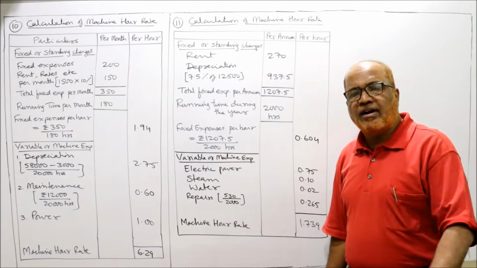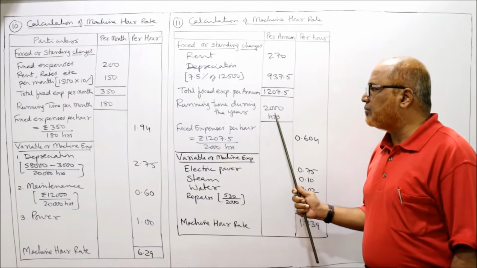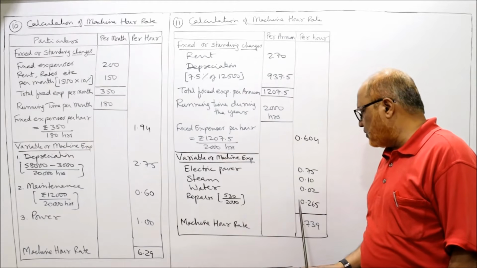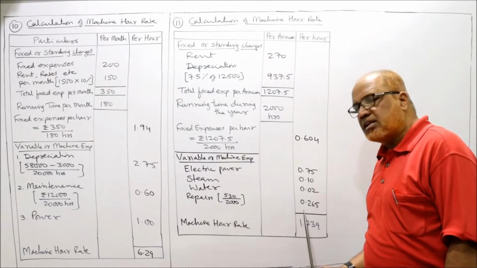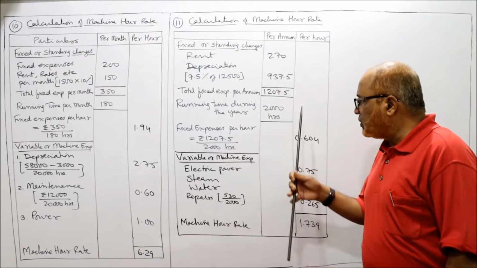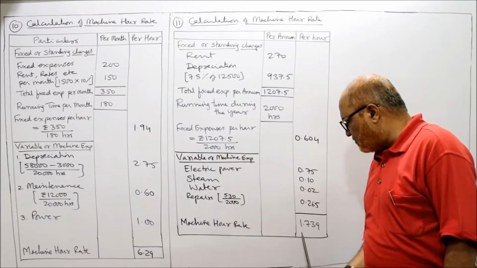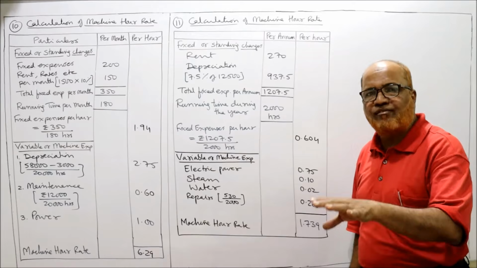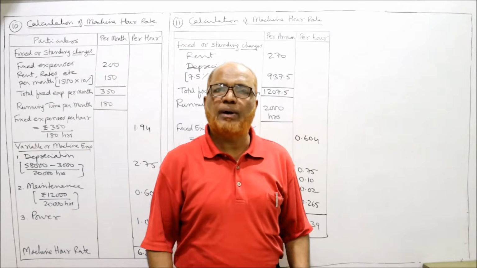Now these repairs will be divided by number of working hours per annum. How many working hours per annum? 2000. So 530 divided by 2000, you get 0.265. This is the repair and maintenance per hour. Now take the total of these expenses. We'll get machine hour rate 1.739, or we can say 1.74. That's all. This is the end of problem number 11.